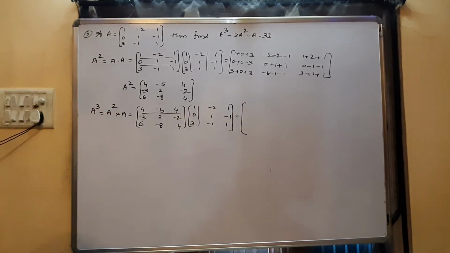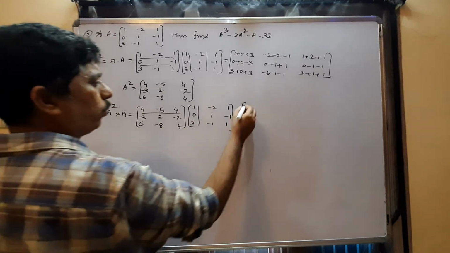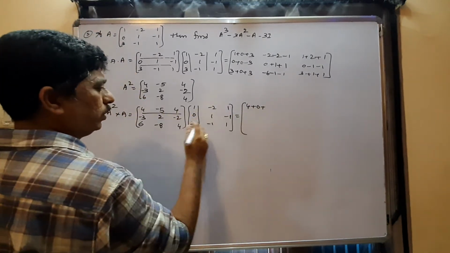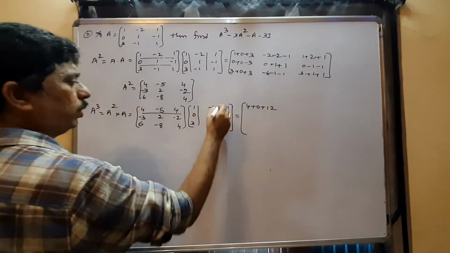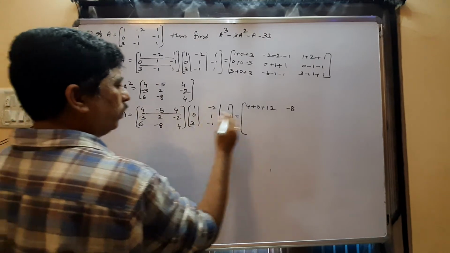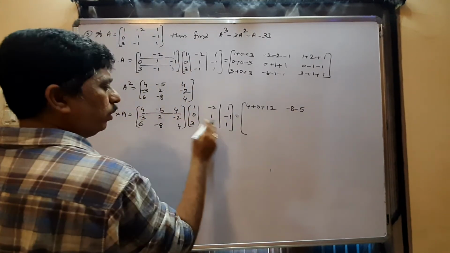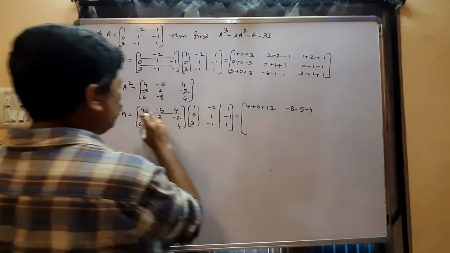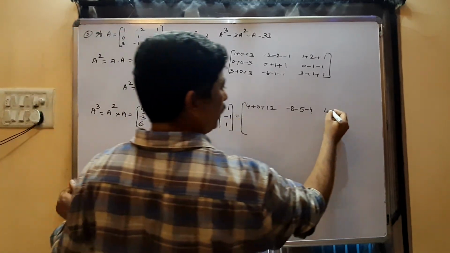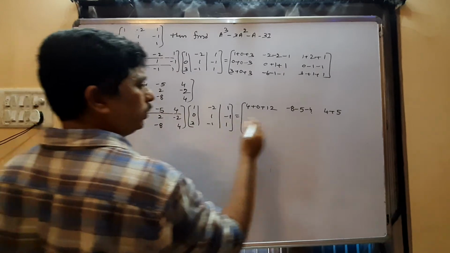First row into first column: 4 into 1, 4, minus 5 into 0, 0, plus 4 into 3 is 12. First row into second column: 4 into minus 2, minus 8, minus 5 into 1, minus 5, 4 into minus 1, minus 4. First row into third column: 4 into 1, 4, minus 5 into minus 1, plus 5, 4 into 1 is plus 4.